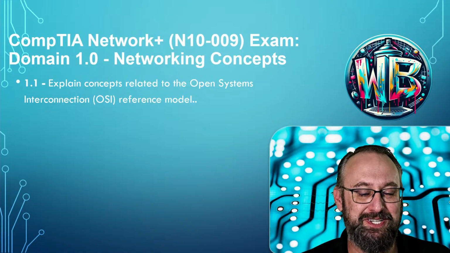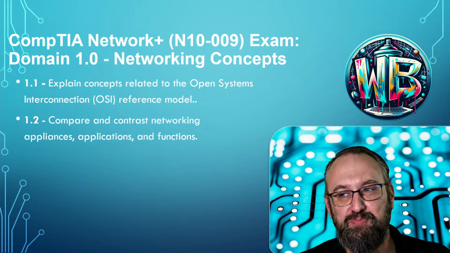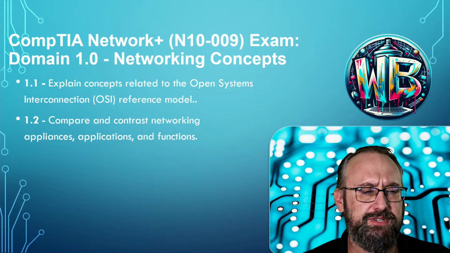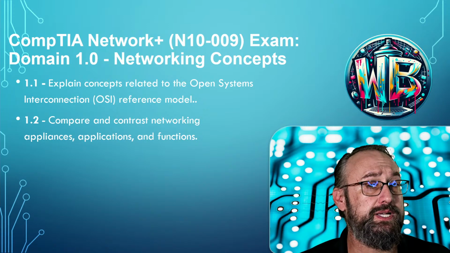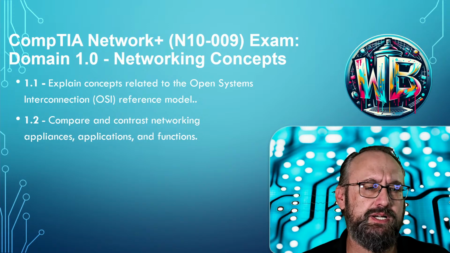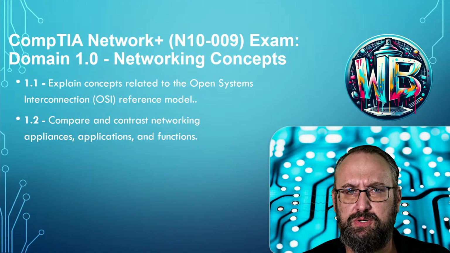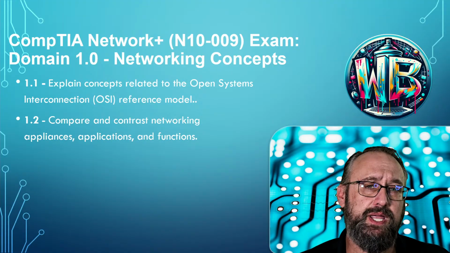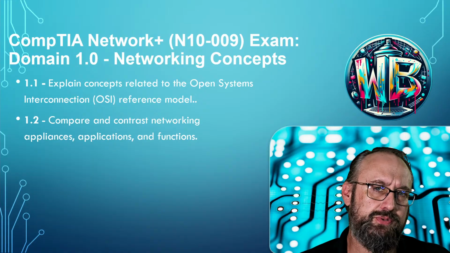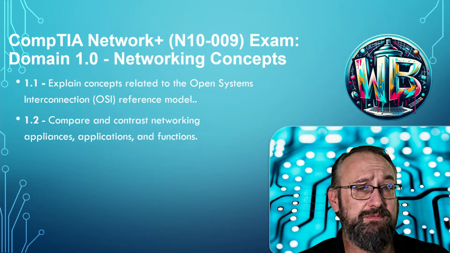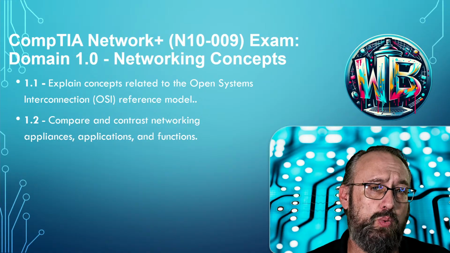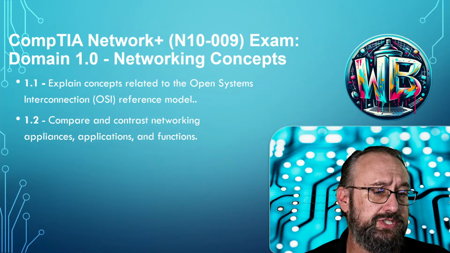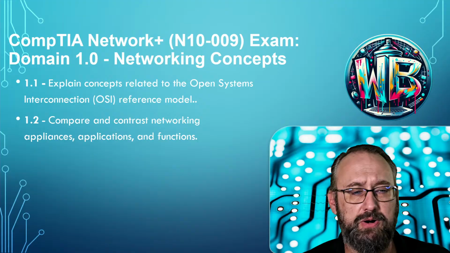Next up is going to be 1.2. When we look at 1.2, this is compare and contrast network appliances, applications, and functions. This is where you're going to have to think of the compare and contrast skill level again. When it comes to things like physical and virtualized appliances, do you know what a router is? A switch? Can you tell me what layer of the OSI model they work on? If they're sending information between devices, what is it that they're looking at in order to determine where the source and destination is? The difference between a router and a switch.